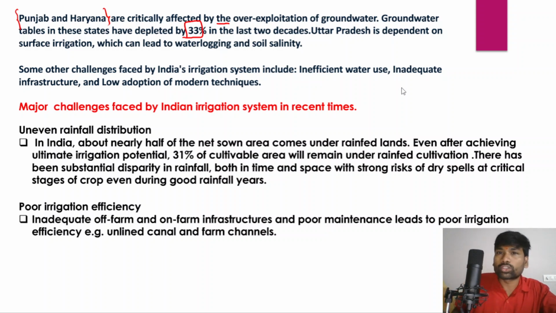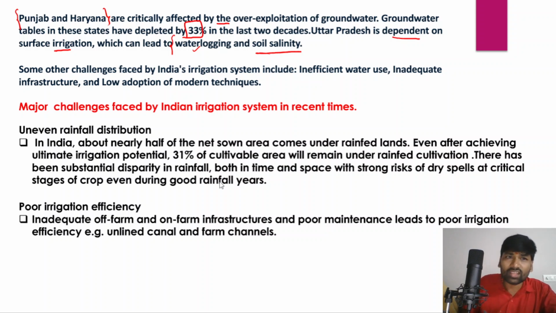And in fact Uttar Pradesh is one of the largest states with a huge population and a huge agricultural land. So it depends on surface irrigation that can lead to waterlogging and even soil salinity as well. As I have already told you, when you flood the fields with water, the water just logs over the fields, and over a period of time it would lead to salinity of the soil, making the soil not suitable for cultivation.